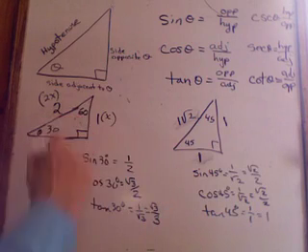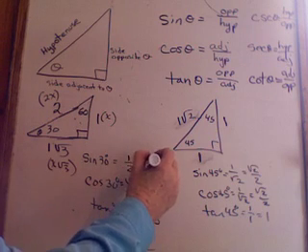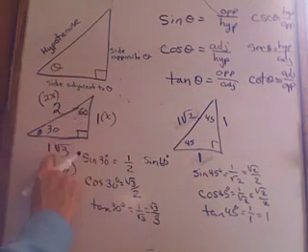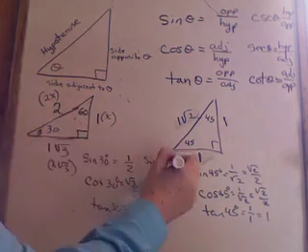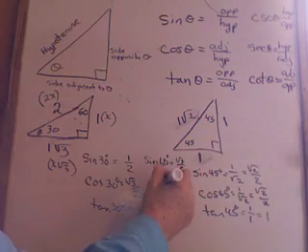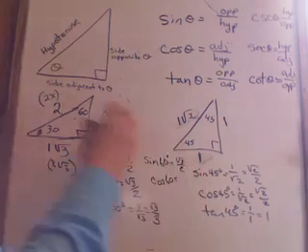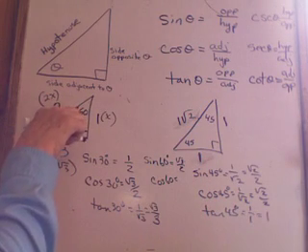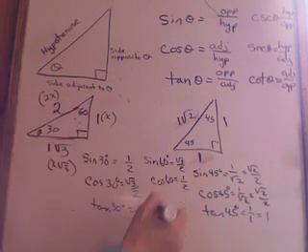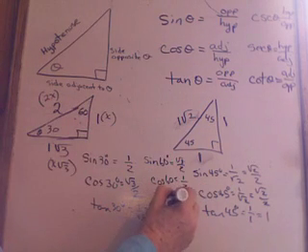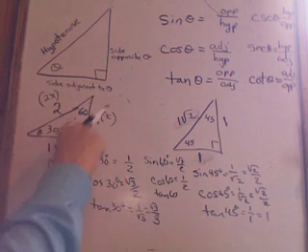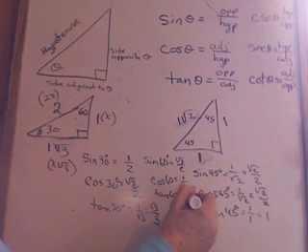What about this angle here? What if I wanted the sine of 60? Well, opposite the 60 is root 3, so that would be root 3 over 2. What about the cosine of 60? Adjacent over hypotenuse, 1 over 2. What about the tangent of 60? Opposite over adjacent, or root 3 over 1.